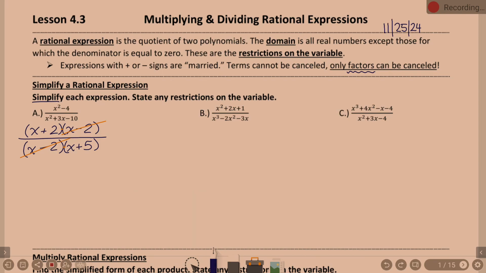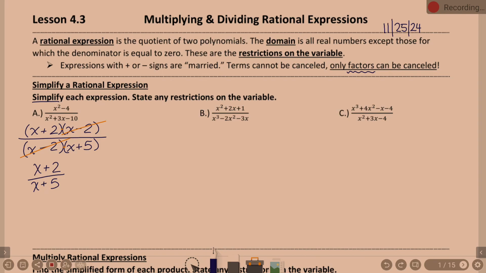Rewrite your answer. So now I'm going to have the answer of x plus 2 over x plus 5. That's the answer. Now I'm going to tell you, in these beginning stages, you're going to be tempted to say, oh, now let's cancel the x's, yes? But we can't do that.